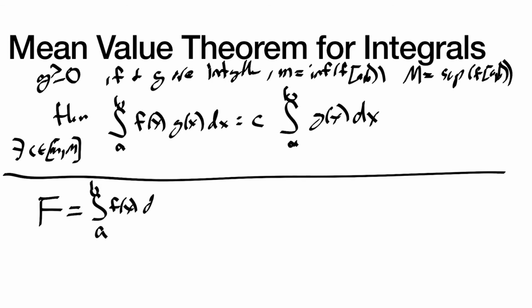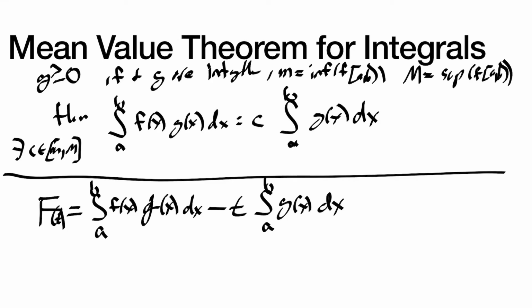So what I'm going to do is I'm going to let a capital F function be the integral from a to b of f of x g of x dx minus, we'll let t be the variable, minus t times the integral from a to b of g of x dx. And then I'll try to notice a few things.